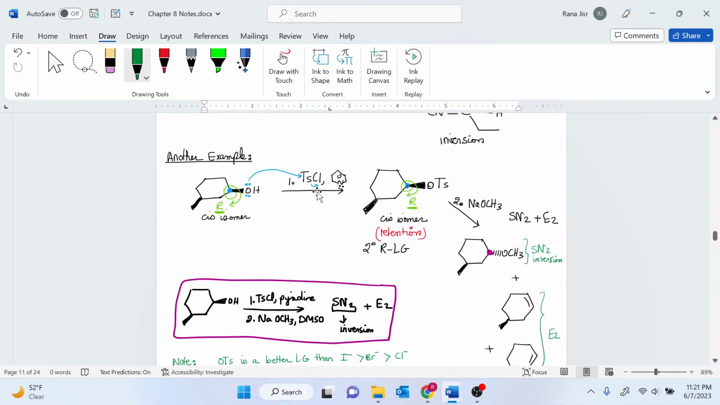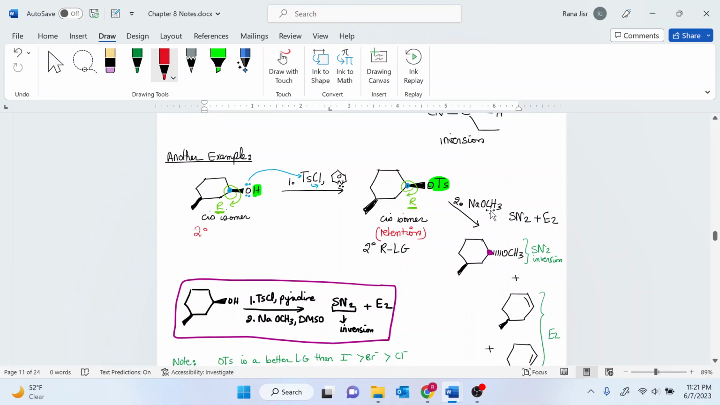Let's have another example over here. The first step is the tosyl chloride. So all I'm doing is replacing the hydrogen with the OTs. I am keeping the same stereochemistry of the OH. This is in front, so the OTs is going to be in front. So the first step is going to proceed by retention in configuration. Since this is a secondary alcohol, I can simply perform the substitution in the second step, if there is a substitution. So now I'm doing the NaOCH3.